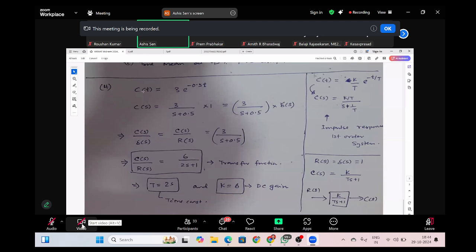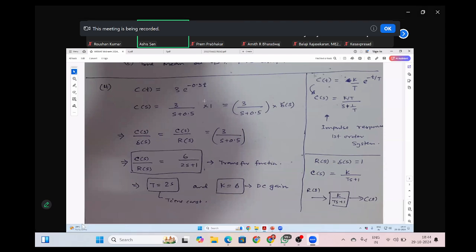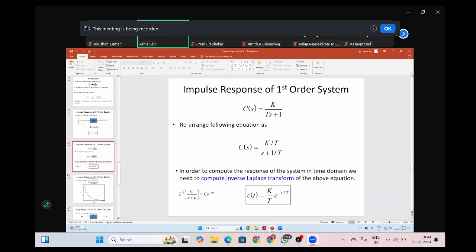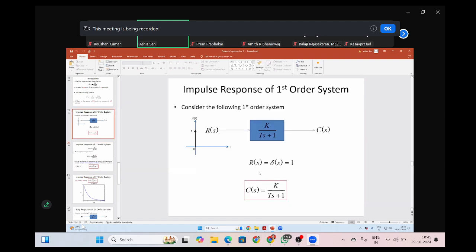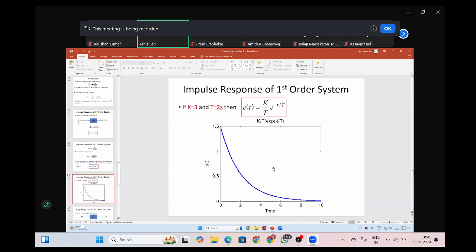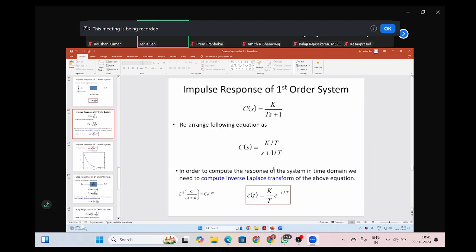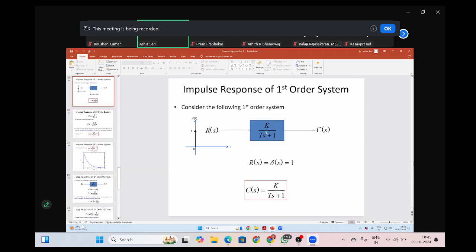So first we write c(t) is 3 into e to the power minus 0.5 into t. So when you go to the frequency domain, as we saw here, C(s) over R(s) will be this transfer function K by (Ts plus 1), right? So C(s) over R(s) is the transfer function K divided by (Ts plus 1).